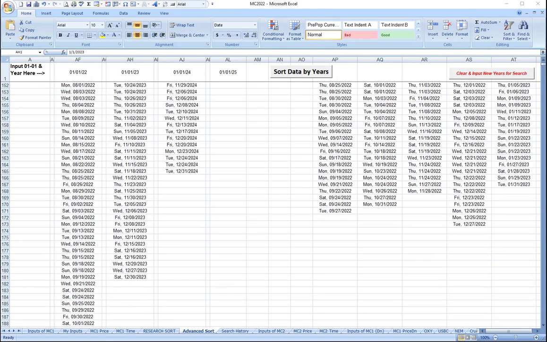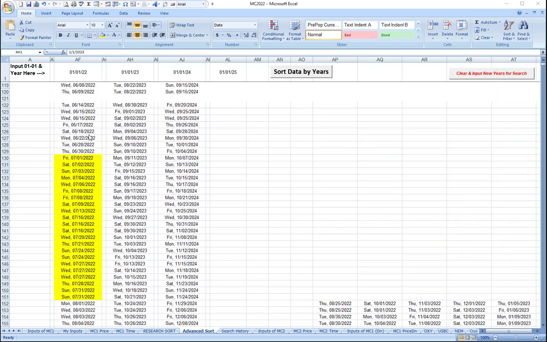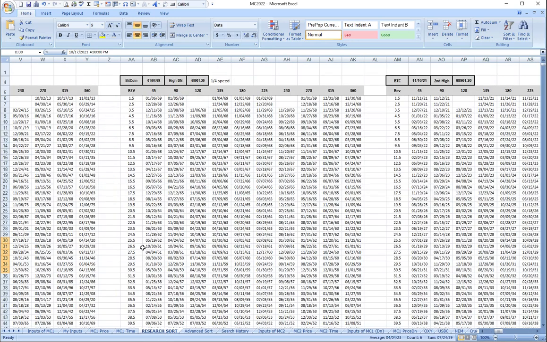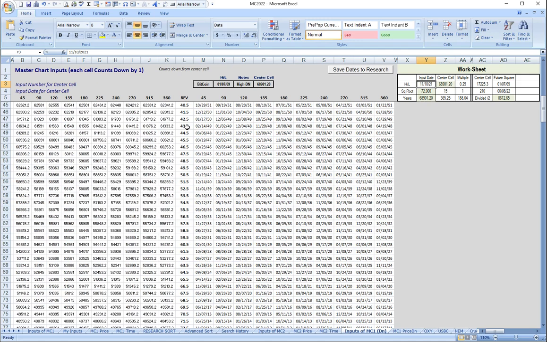I haven't looked at that before, so I'm doing it along with you. And these are the inputs, all the dates, and these are all the times. We're doing it from the master chart down, which is this one, plugging in these dates and going down. So it gets faster.